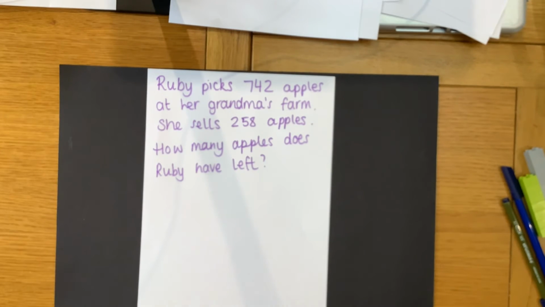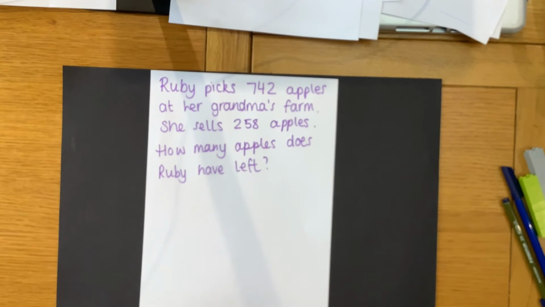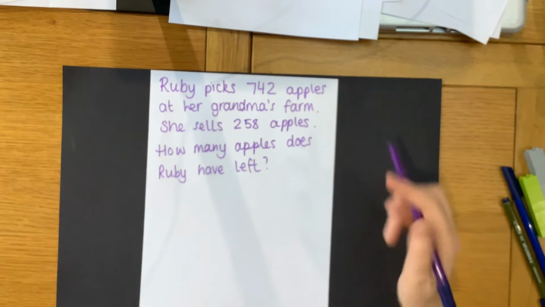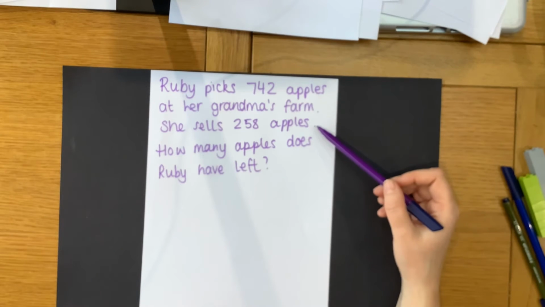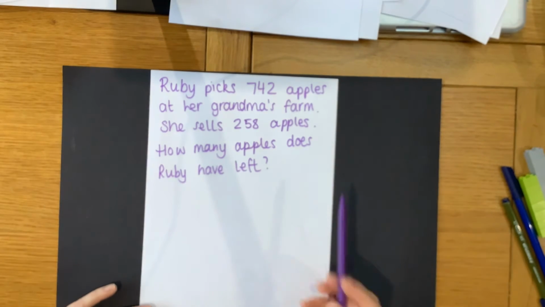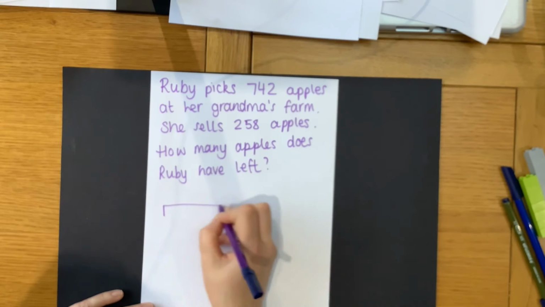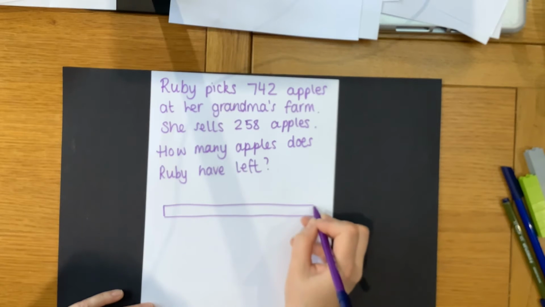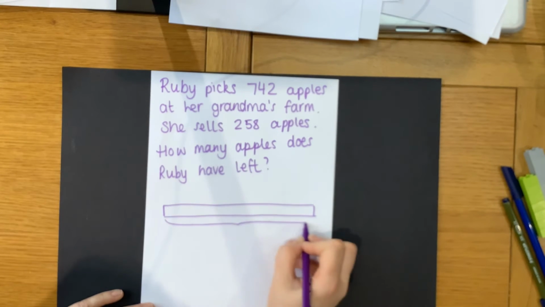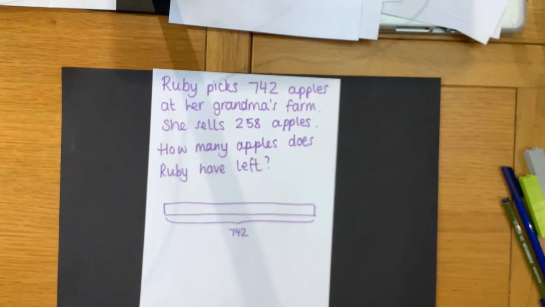Okay, let's have a look at one more problem together then before you do your practice for today. Ruby picks 742 apples at her grandma's farm. She sells 258 apples. How many apples does Ruby have left? Okay, so I know my total amount of apples. It's 742. So I'm going to start drawing the bar for you, and I'm going to say that my total apples is 742. And then I'm going to ask you to pause and finish drawing this model for me, and then unpause to see if it matches mine before we do the calculation.